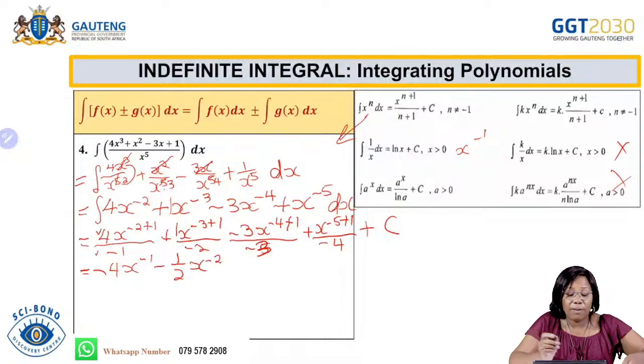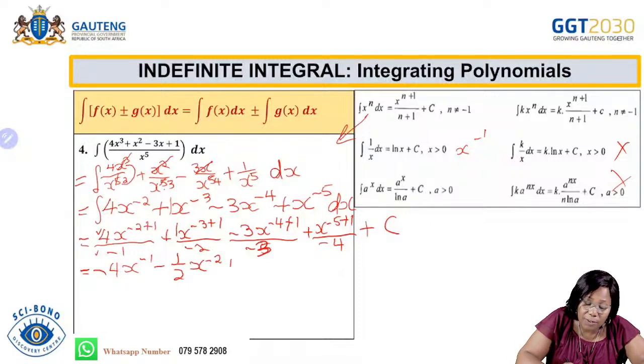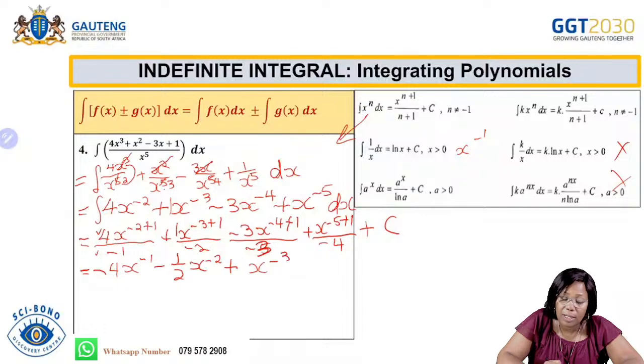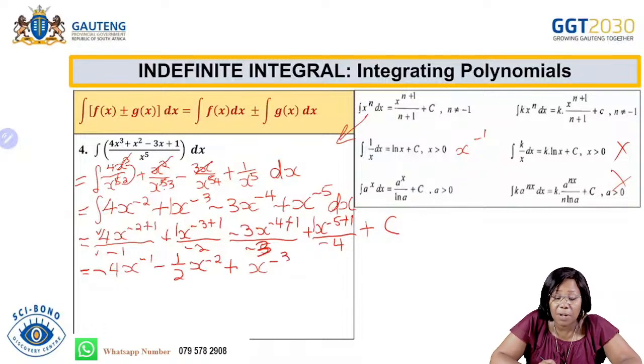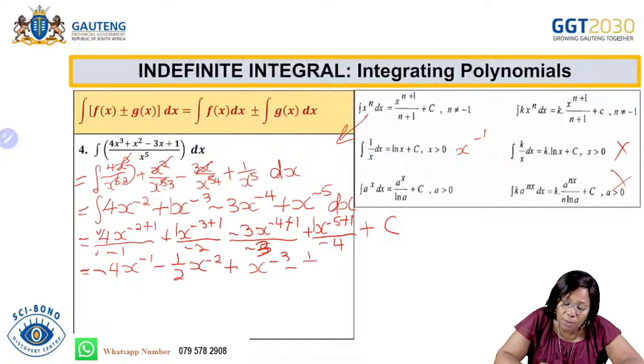And then now we are having a minus 3 divided by minus 3, it's a positive 1. And then x to the power minus 4 plus 1 is x to the power minus 3. And then here we have coefficient 1, that means we have 1 divided by minus 4, which is minus 1 over 4. And then x to the power minus 5 plus 1 is minus 4, plus c.